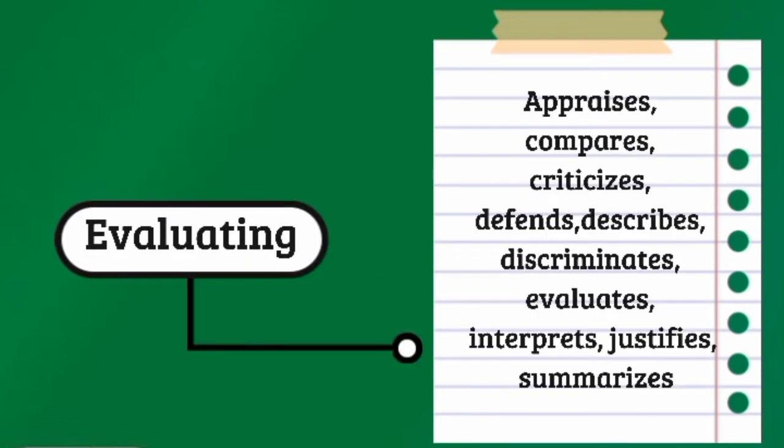And followed by evaluating. So evaluating, it is making judgments about the value of ideas or materials. So example keywords: appraises, compares, criticizes, defends, describes, discriminates, evaluates, interprets, justifies, and summarizes.